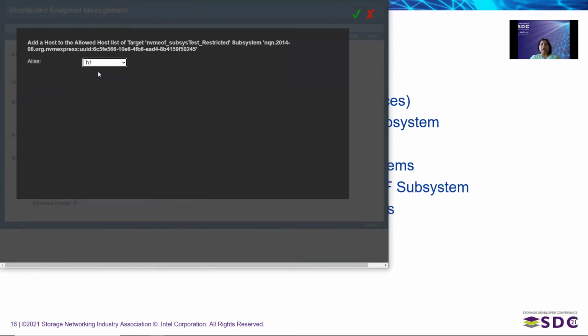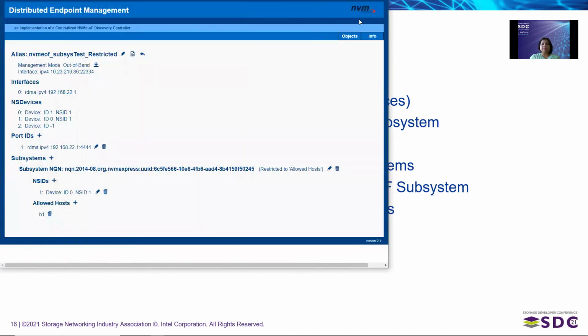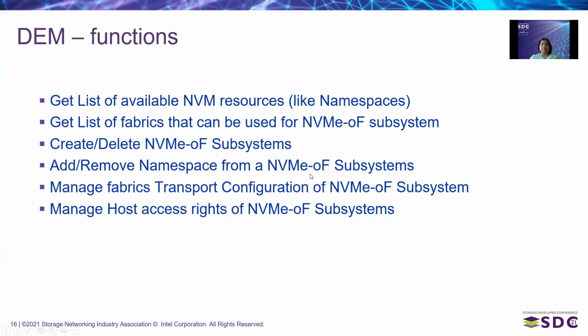So right now, amongst all the list of hosts that are available, I have just one host in my demo. So I'm going to add this one to this subsystem. So now we have configured a restricted subsystem, which is allowed only for this host. So this is how DEM works with respect to configuring a subsystem. Moving back to the presentation.